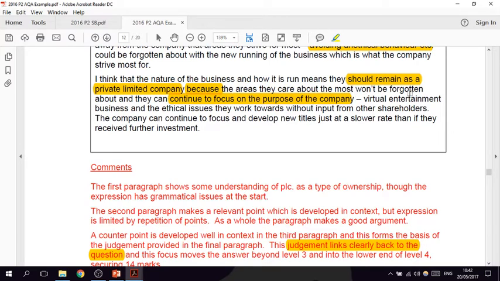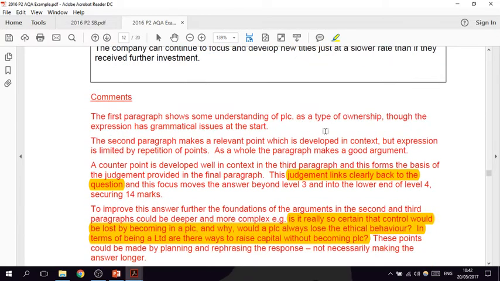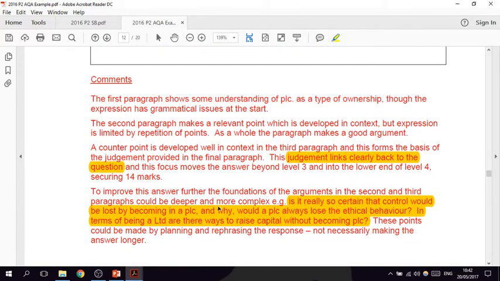The areas they care about the most won't be forgotten about, and they can continue to focus on the purpose of the company, virtual entertainment, and the ethical issues they work to without input from other shareholders. The company can continue to focus and develop new titles just at a slower rate than if they receive further investment. So they're hinting at a bit of a problem here. Now, the judgment clearly links back to the question, and this focus moves the answer beyond level 3 and into lower level 4.